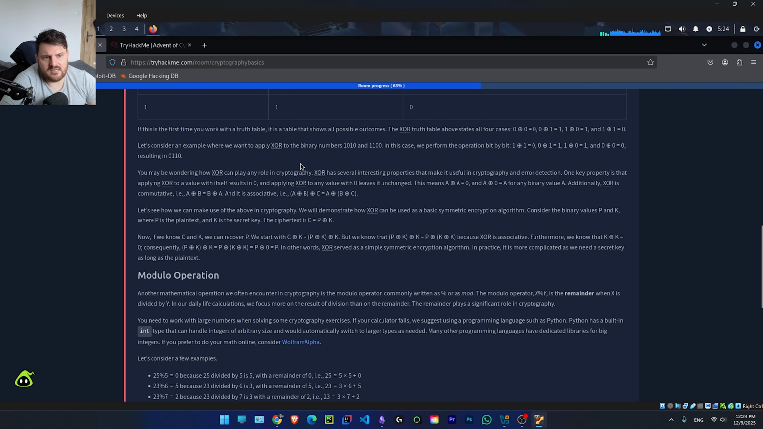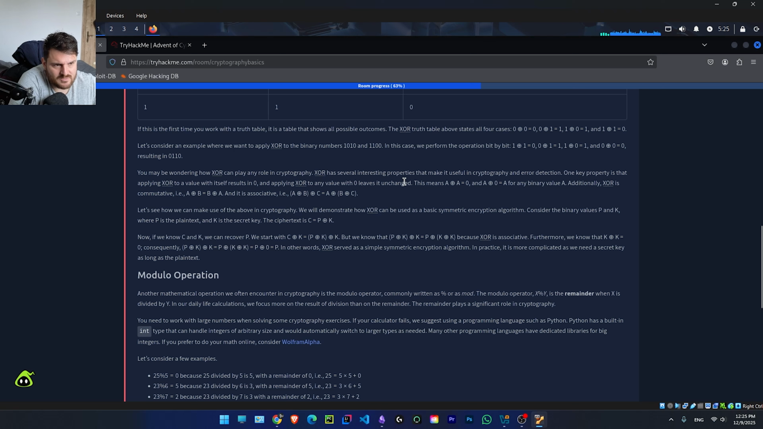Let's consider an example where we want to apply XOR to the binary numbers 1010 and 1100. In this case, we perform the operation bit by bit. 1 XOR 1 is 0, 0 XOR 1 is 1, 1 XOR 0 is 1, 0 XOR 0 is 0, resulting in 0110. You may be wondering how XOR can play any role in cryptography.